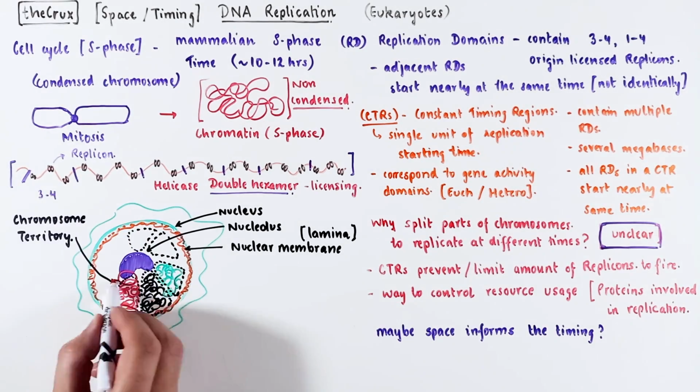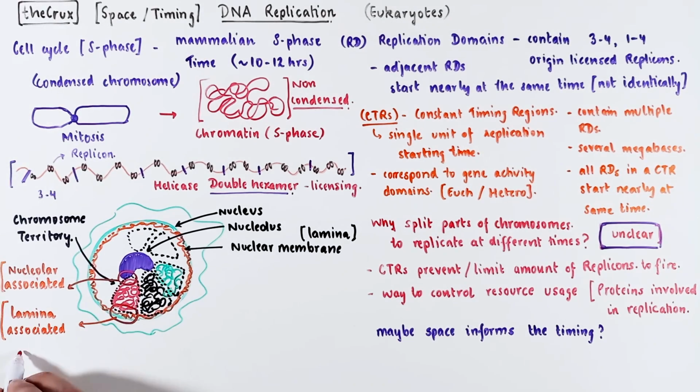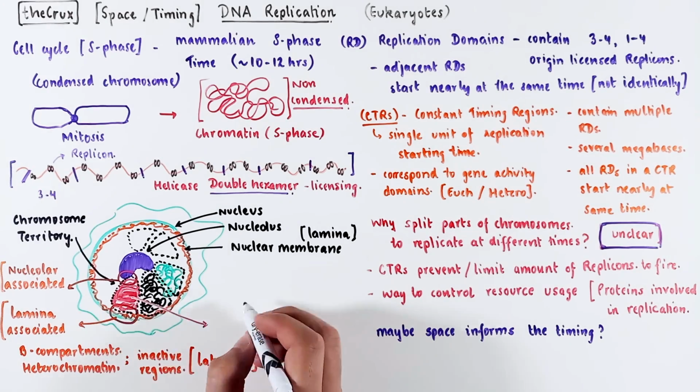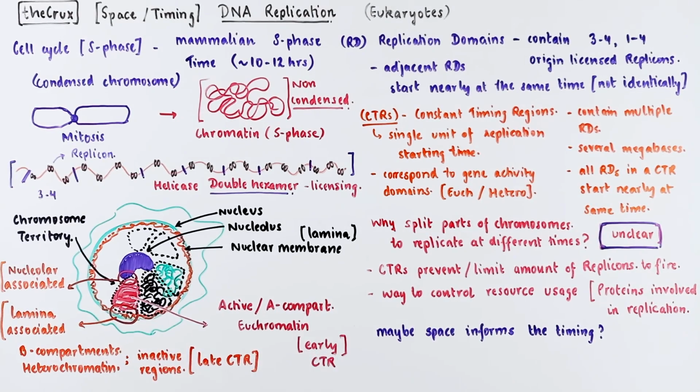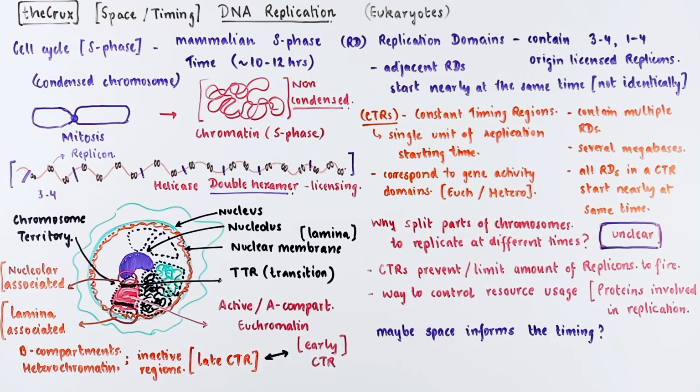Now you see that there are nucleolar and lamina-associated parts of any particular chromosome. We call them to form B compartment, which is another name for heterochromatin, which is relatively inactive at the transcriptional level. This would be the late CTR portion of the chromosome. The middle portion here is the active region, or A compartment, also called the euchromatin, and this would be the early CTR. The area at the edge of late and early CTR is what we call the timing transition region, which defines the transition between early and late CTRs.